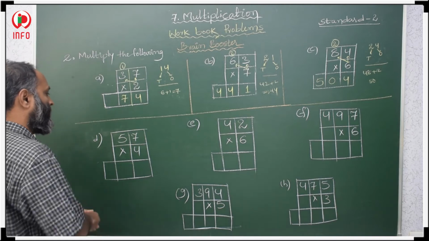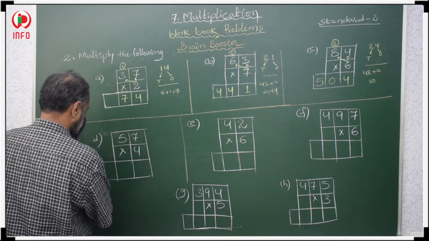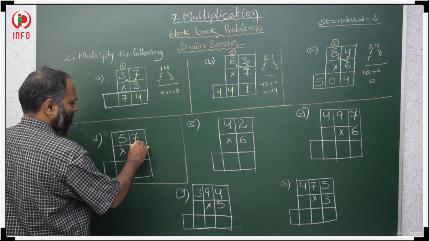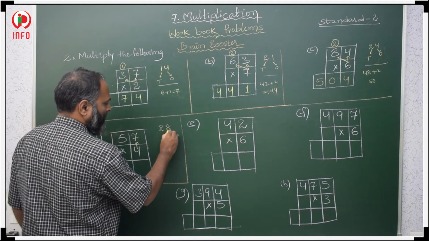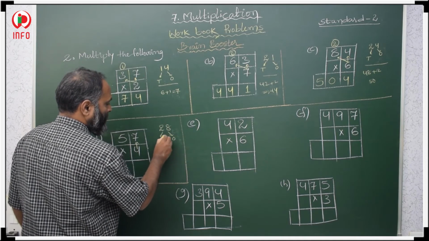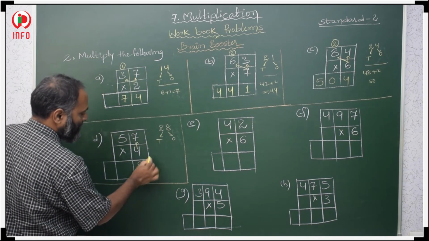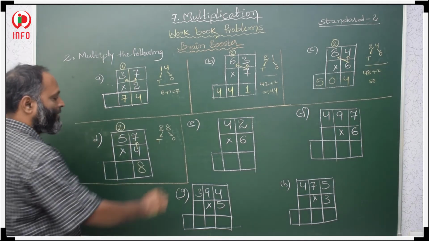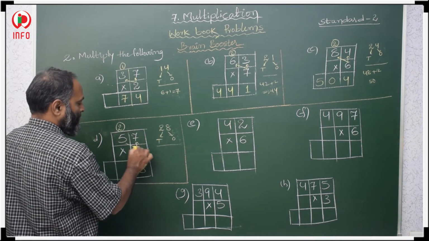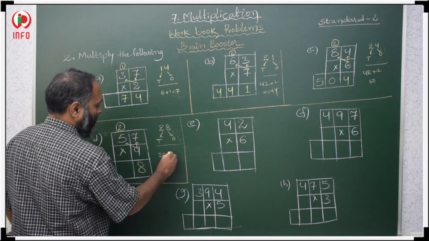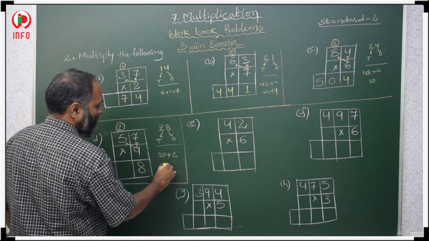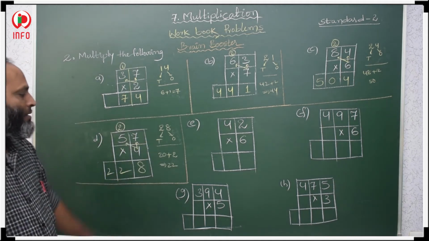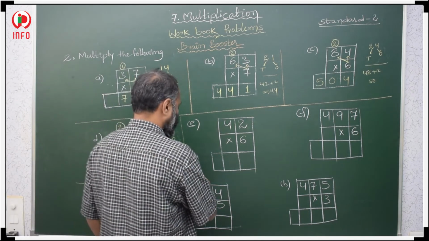Next, fourth question, 4 sevens are 28, 8 ones, 2 tens. 8 in ones place, 2 we have to take carry over on tens place. Now, the first step is over. Second step, 4 fives are 20, 20 plus 2, 22. 22 in 2 steps. So we have to complete in 2 steps if a 2-digit number is given.